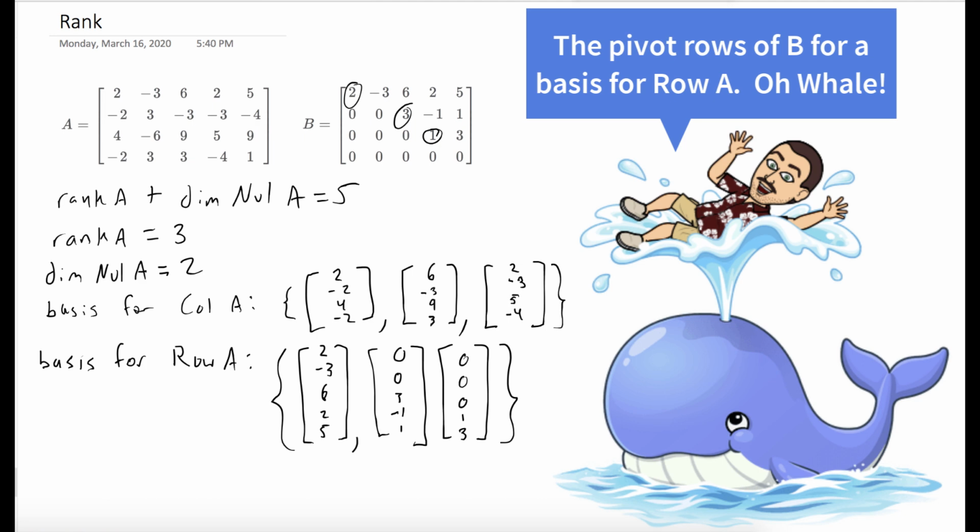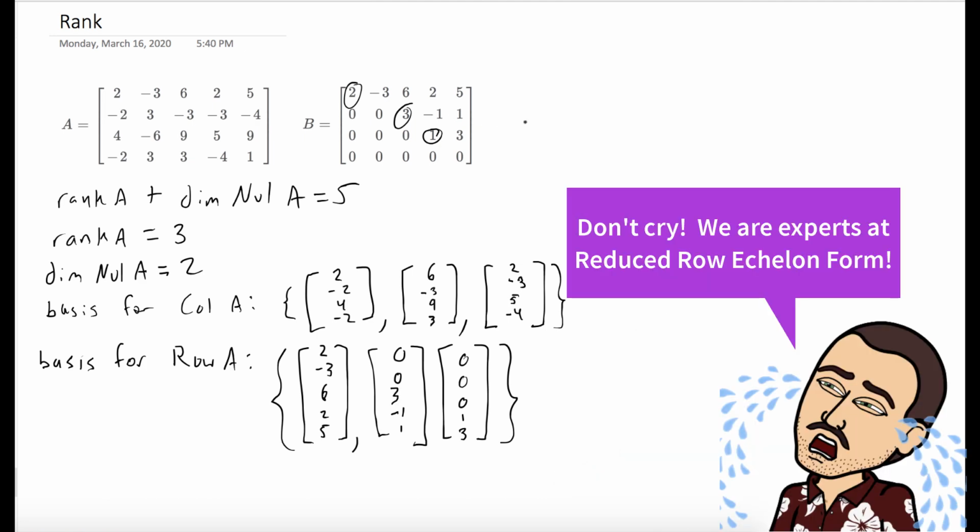And now the last part is we want to find a basis for the null space. So we need to get our matrix into reduced row echelon form. And so I did this calculation off camera, and we get the following matrix in reduced row echelon form.